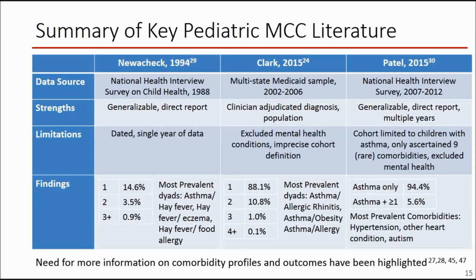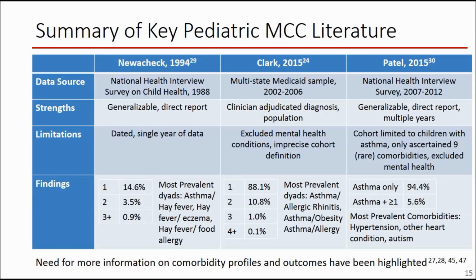This is a summary of some of the key studies, the epidemiologic studies in this space, ranging from Newacek in '94 up to Clark and Patel in 2015. And you can see there's been some variance over time in how chronic conditions are measured among kids and how they're studied among kids. The prevalence estimates, if you look at the Newacek study, about 15% of kids had one chronic condition and about 5% maybe had two or more. And it was really focused on asthma, hay fever, eczema, and allergy.